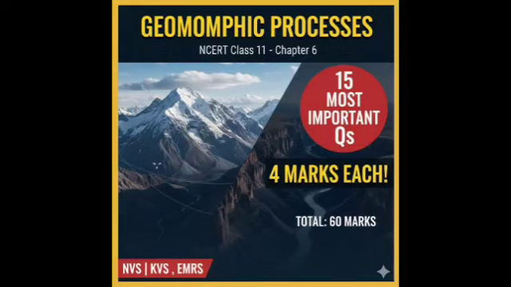On the other hand, composite volcano has high viscosity lava and ash, highly explosive and violent, and the shape of composite volcanoes is steep sided, symmetrical cone shape, for example, Mount Fuji in Japan.